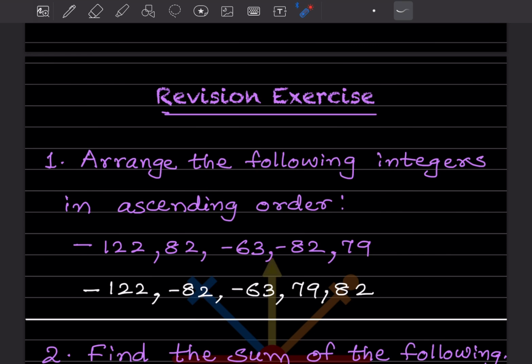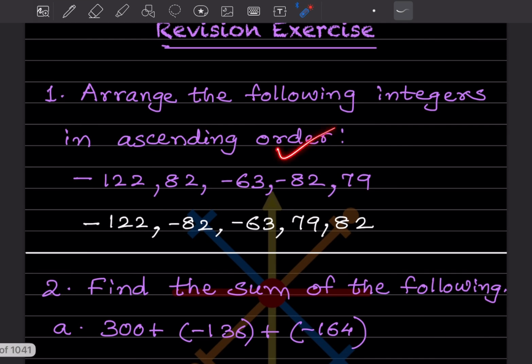You have to arrange the following integers in ascending order. So now you can see these are negative and these are positive. In negative ones, the bigger number is going to be the smaller one. Ascending means you should know that it is from small to big.